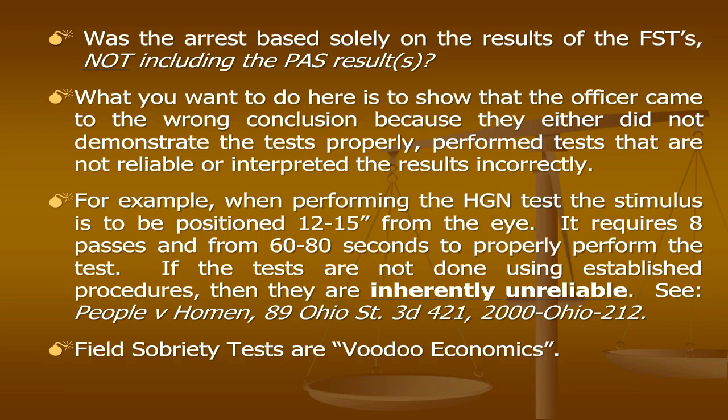For example, when performing the horizontal gaze nystagmus test, the stimulus is to be positioned 12 to 15 inches from the eye. It requires actually 12 passes, I don't know why it says 8, and from 60 to 80 seconds to perform the test. This test is rarely performed properly, extremely rarely. One study watched 52 officers performing HGN tests in the field. One officer did it correctly. That's our experience as well.